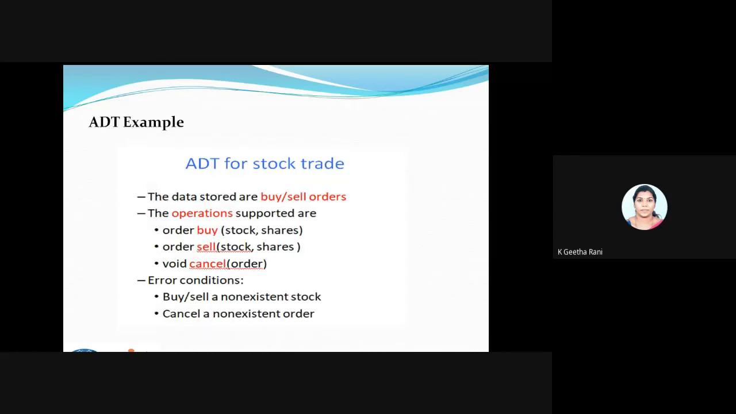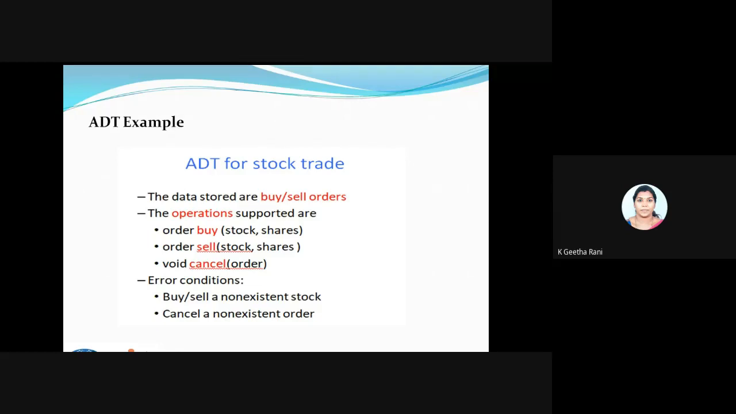So here is an example. I need to find the ADT for a stock trade. What will be the data for a stock trade, what will be the operations for it, and what will be the error conditions? The data is what I'm going to buy and sell. What operations can the stock trade follow? It can buy an order, sell an order, or cancel something. So there can be plenty of operations under your stock trade.